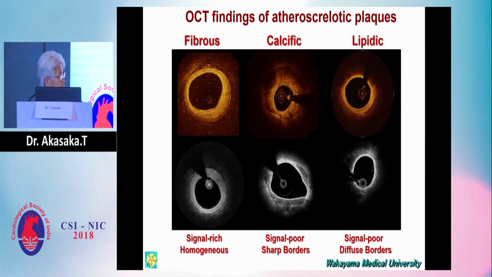And this is a true clinical case. The left-hand side demonstrates fibrous, right, signal-rich homogeneous, and calcium. The upper center demonstrates 360 degree circular calcium, and the bottom demonstrates nearly a 2-quadrant calcium, and this is 60 degree calcium. And lipid is in the right-hand upper panel from 9 to 2 o'clock, and the bottom demonstrates from 2 to 11 o'clock. It's quite easy, right?